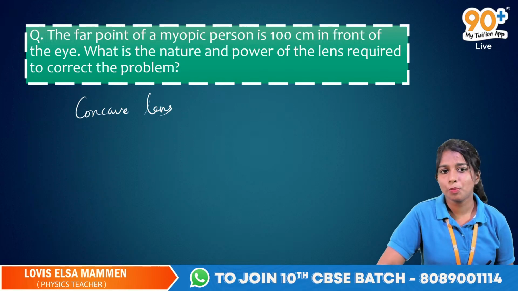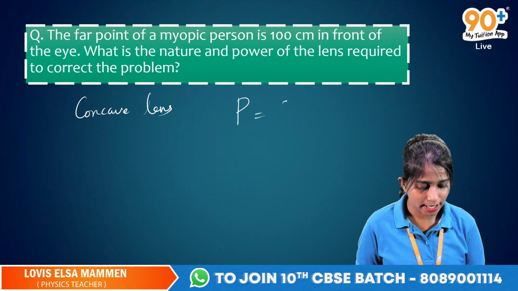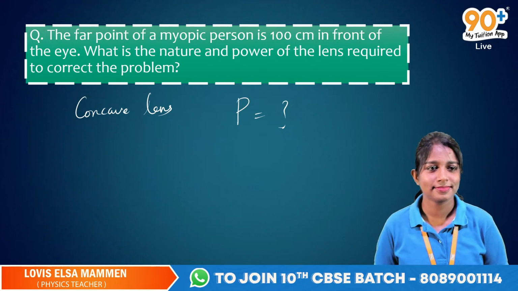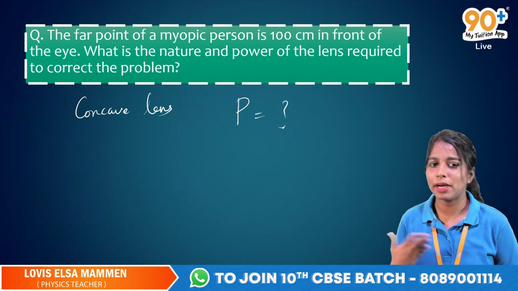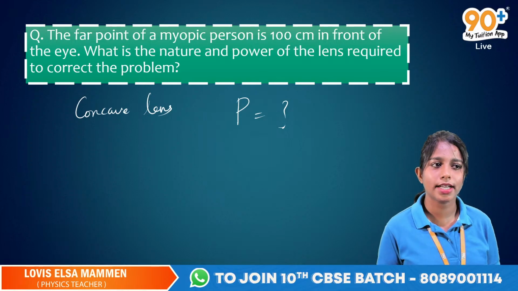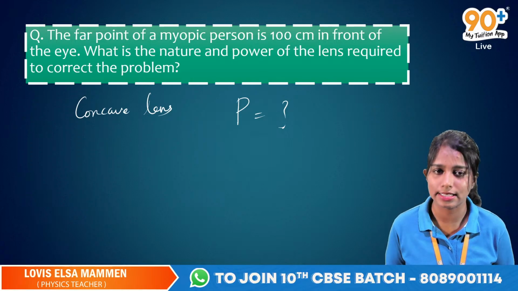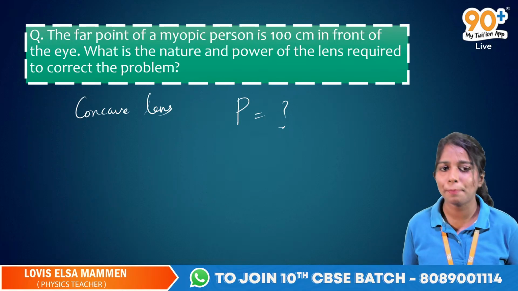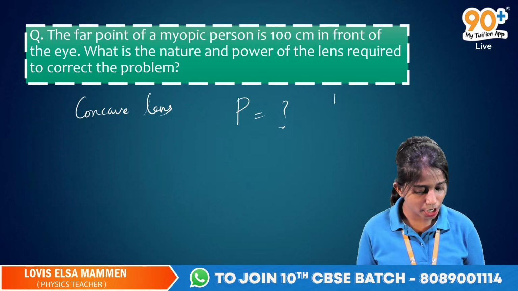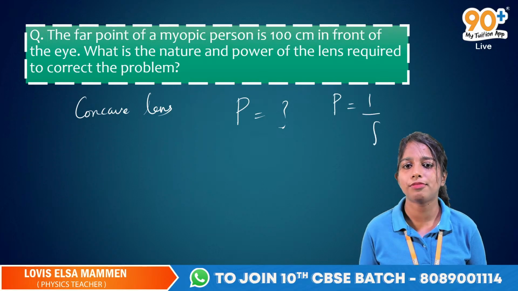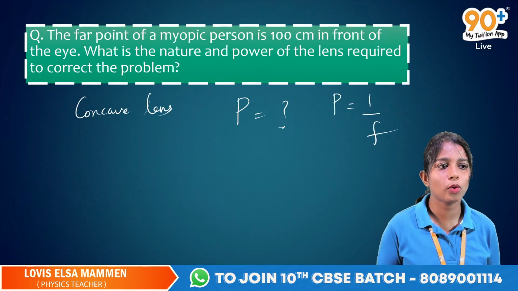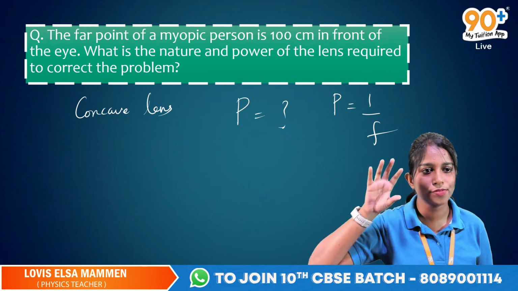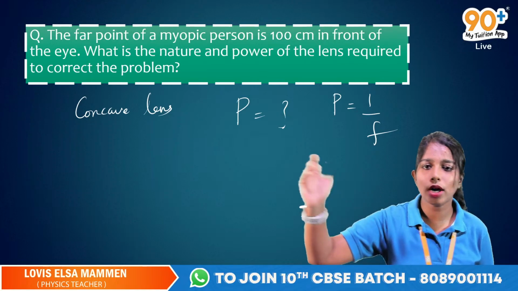Now you are supposed to find the power of the lens. What is the equation for power? Last chapter we have studied how to find the power of a lens, which is the last topic of the previous chapter. We will find the power of the lens by using the equation P is equal to 1 by F. Power of the lens is equal to 1 divided by the focal length of the lens. So what is the focal length given?